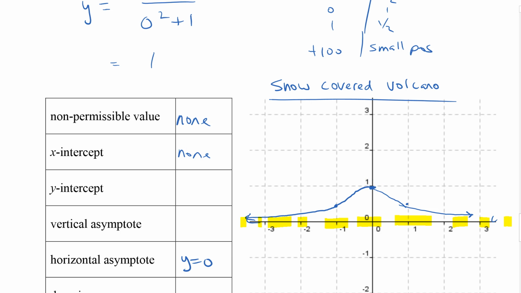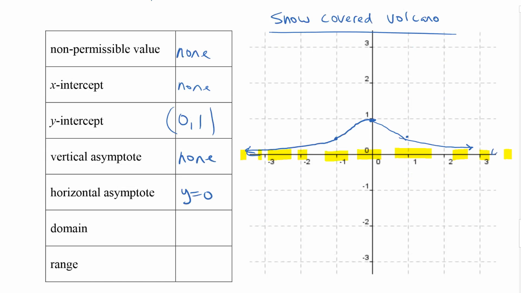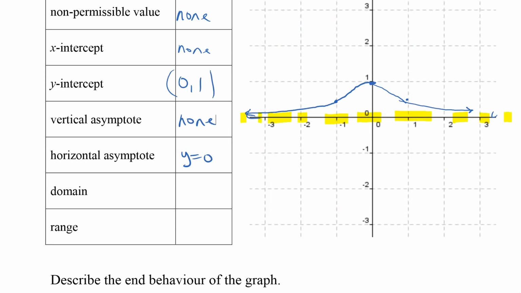Sure, there is, right there. At x equals 0, then y is equal to 1. The vertical asymptote, there is none for the vertical asymptote. For the domain, what can all the x values be? Well, since we don't have any non-permissible values, it's the easiest one we can write here. It's that x can be all real numbers.